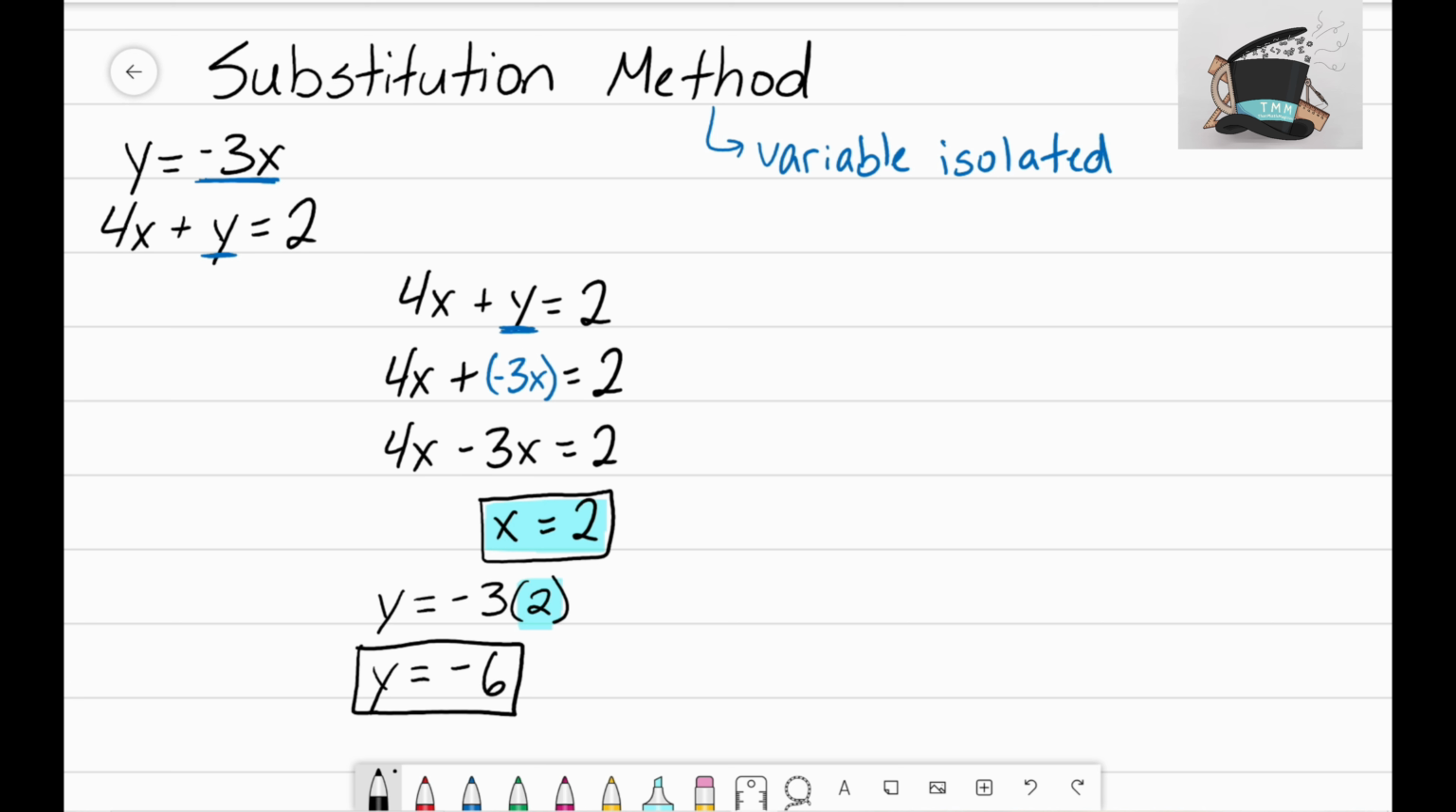So how we write our final answer is as an ordered pair. An ordered pair is just an xy coordinate. I know that x equals 2 and that y equals negative 6, so I'm going to put those numbers as so. It'll be 2, comma, negative 6. And that is how we write our final answer.